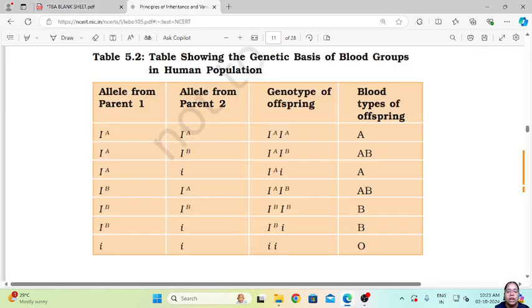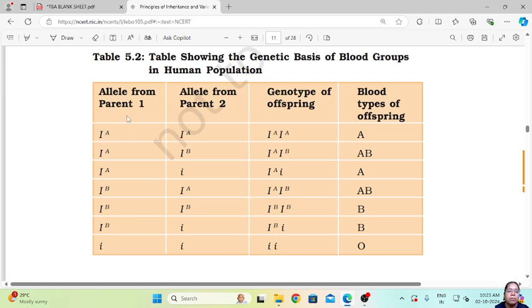So this is a chart of human blood group. The table shows the genetic basis of blood group in the human population. So this is the allele from the first parent, the allele from the second parent, the genotype of the offspring and the blood type of the offspring. So what will the genotype of the offspring be, and what blood type will the offspring inherit?